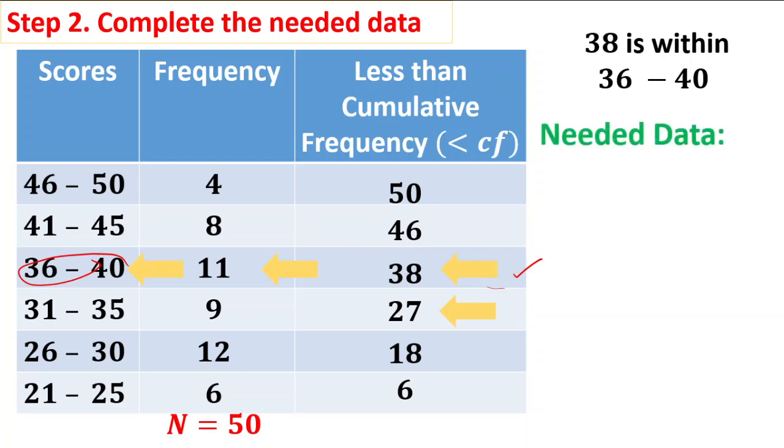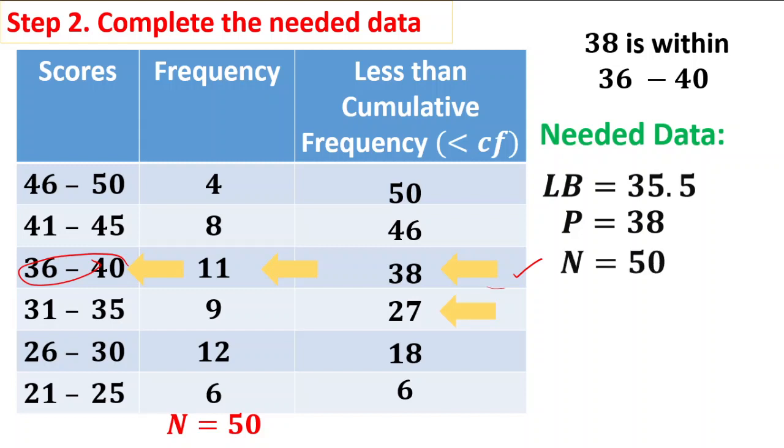Now, let's begin with the lower boundary. Lower boundary will be 35.5. Pasensya na, natanggal ko yung lower boundary natin dito. So, 36 minus 1, 35, and then add 0.5. So, the lower boundary is 35.5. Next will be the percentile rank that we are looking for, which is a cumulative frequency of 38. So, capital letter P is 38. Next, the total number of frequency is 50. And the frequency of the unknown percentile is 11. Ito yun, 11.